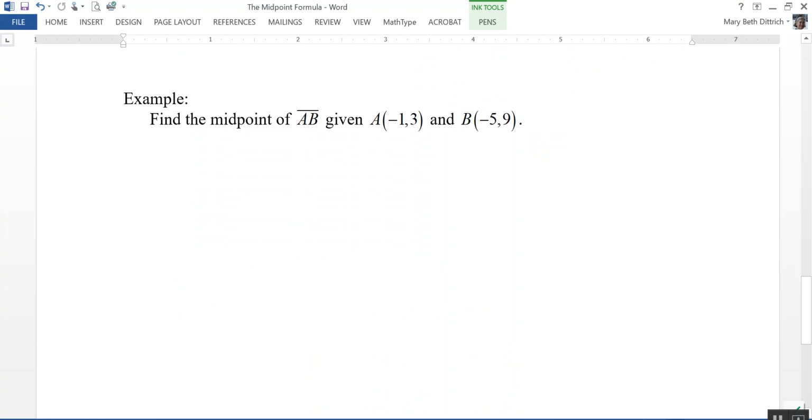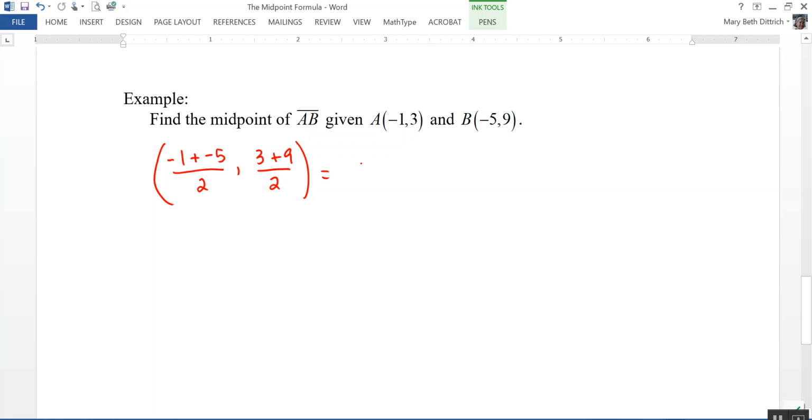So we need to find the midpoint of segment AB, given that A is (-1, 3) and B is (-5, 9). So the x coordinate of my midpoint is going to be -1 plus -5 over 2, and the y coordinate is going to be 3 plus 9 divided by 2. And I'm going to put that in parentheses to remind myself that this is an ordered pair.